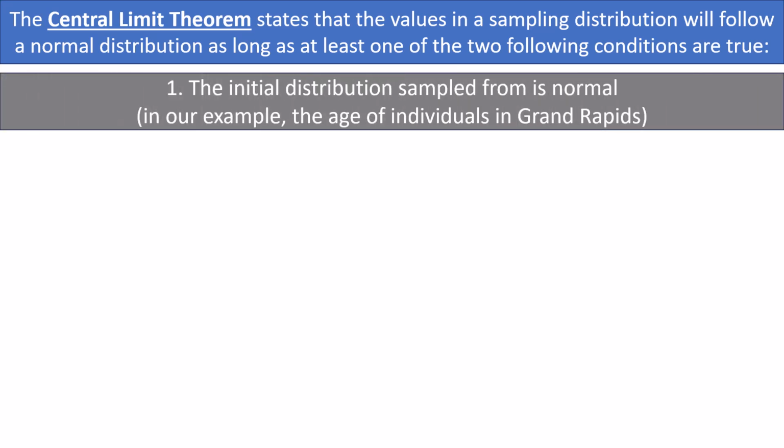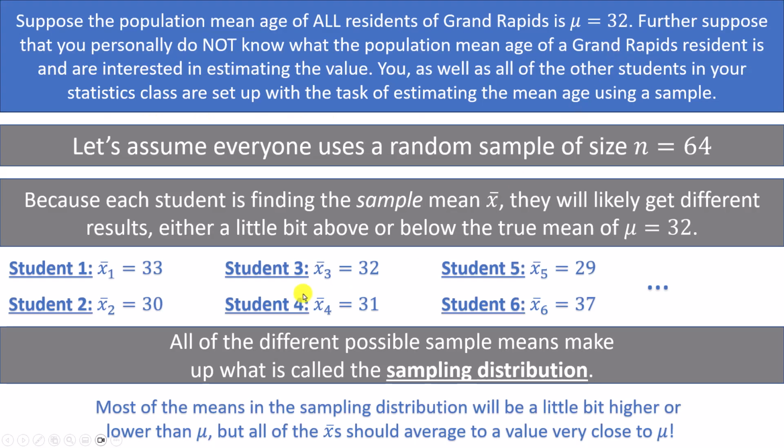The first condition is that the initial distribution sampled from must be normal. In our example, the age of individuals in Grand Rapids. That means if you got a whole bunch of people from Grand Rapids together and found all of their ages and made a histogram out of those ages, if it followed a normal distribution, then you could say that the central limit theorem applies. And the sampling distribution, plotting all these sample means, you can expect those to be normal as well.